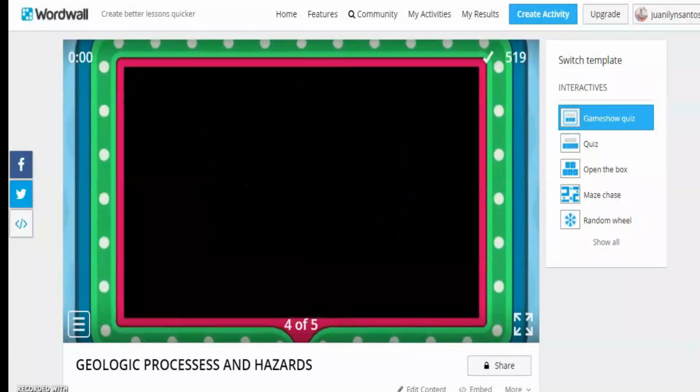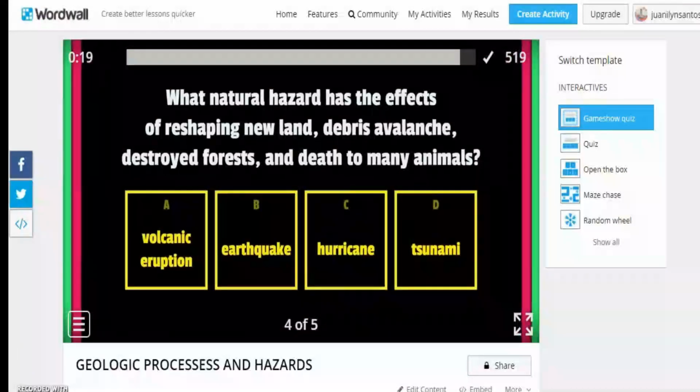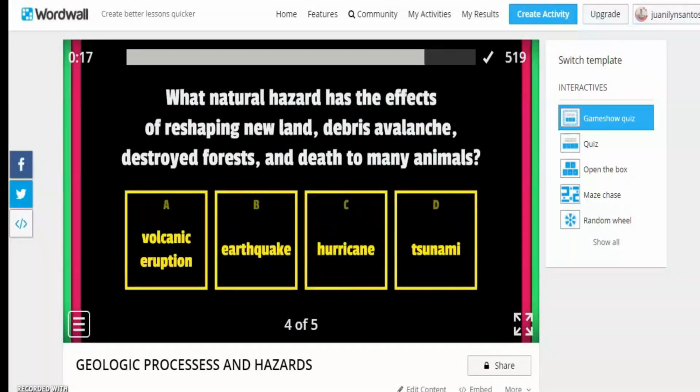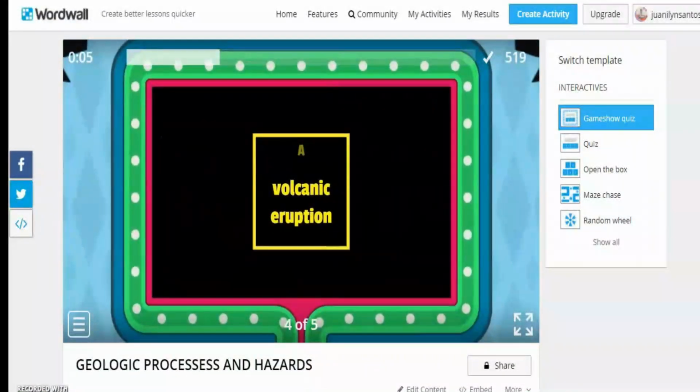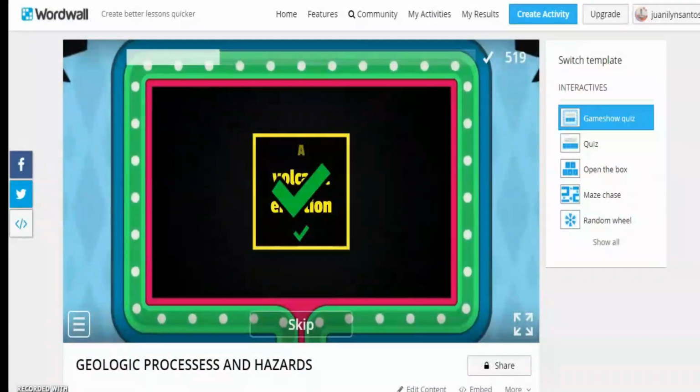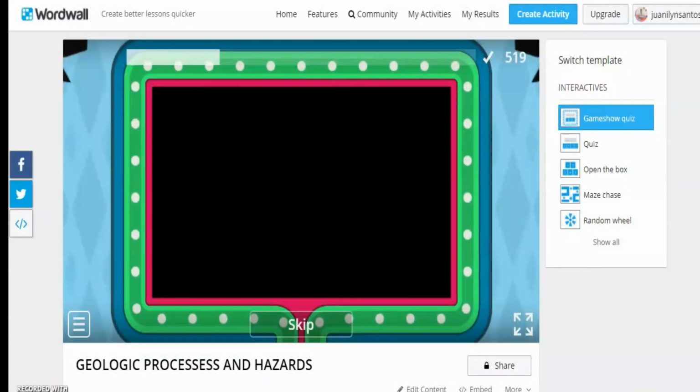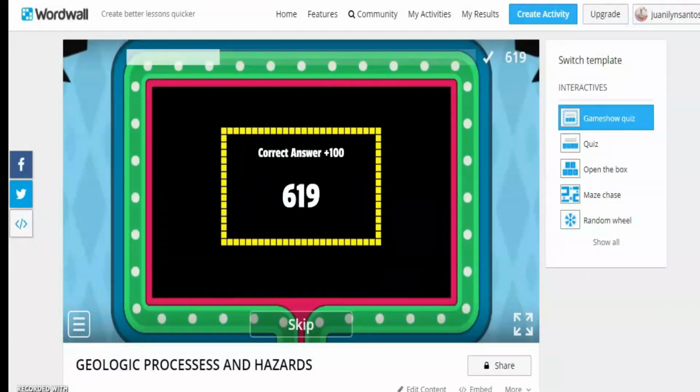Question number 4, get ready. What natural hazard has the effects of reshaping new land, debris avalanche, destroyed forests, and death to many animals? The correct answer is volcanic eruption. Your score is 619 points plus 8-time bonus.